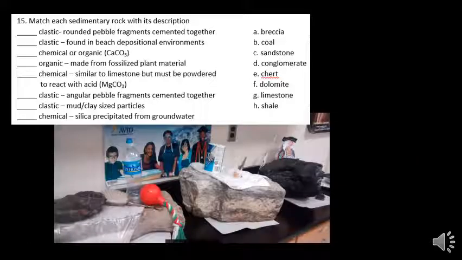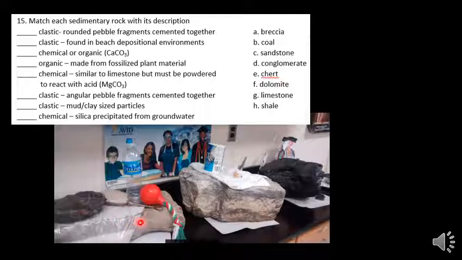Looking at these same ones we just went through, again we have the breccia would be over here in the clastic pile with the plastic bottle. Coal would be over here in the organic pile. Sandstone, this is sand in my bag. This represents sandstone down here, nice rock.